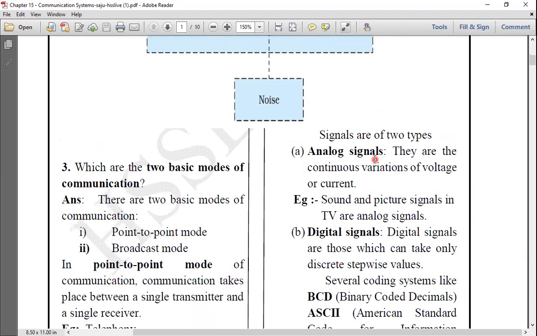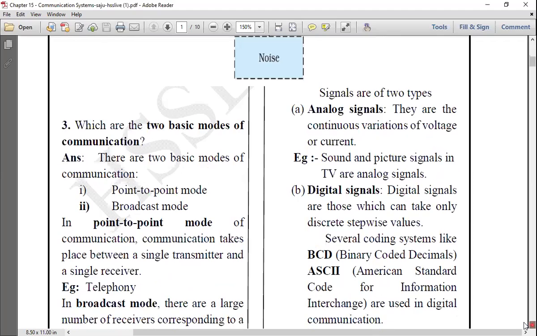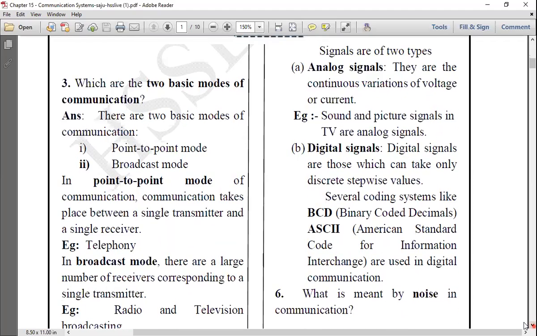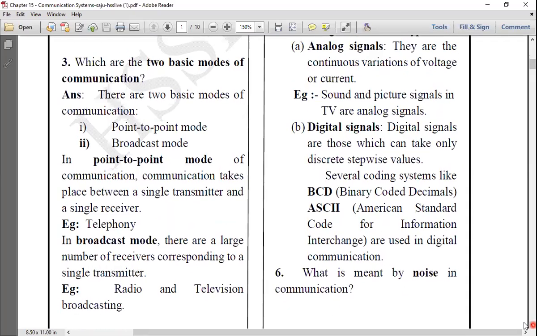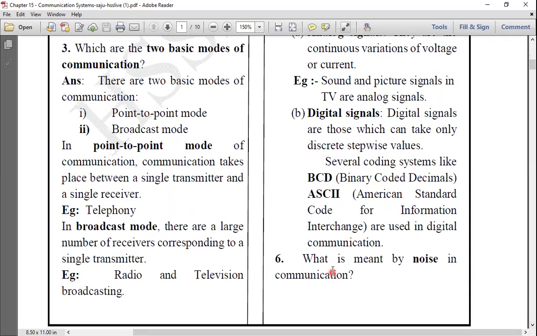One is analog signals. They are the continuous variation of voltage or current. Sound and picture signals in TV are analog signals. The second one is digital signals, and these can take only discrete stepwise values. Just binary form, we can say BCD or ASCII. These are the types of digital signal.